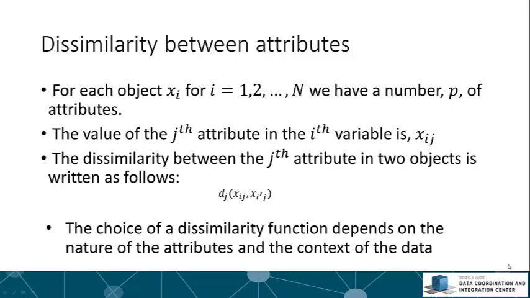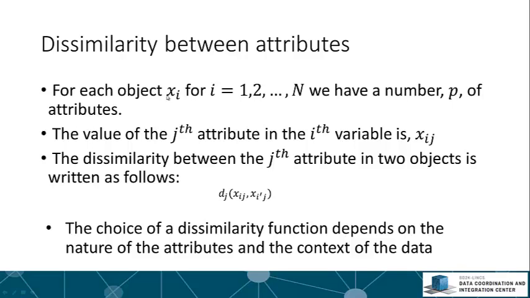Now, before I go on to talk about the similarity or dissimilarity between objects, first we need to consider the dissimilarity or the similarity between specific individual attributes of objects. So here I'm going to define our notation.